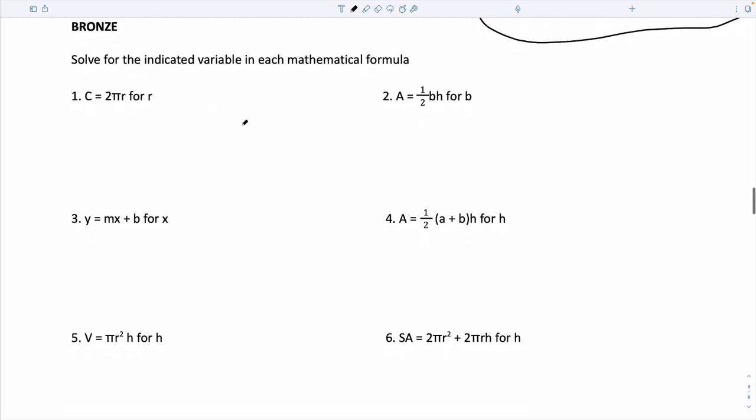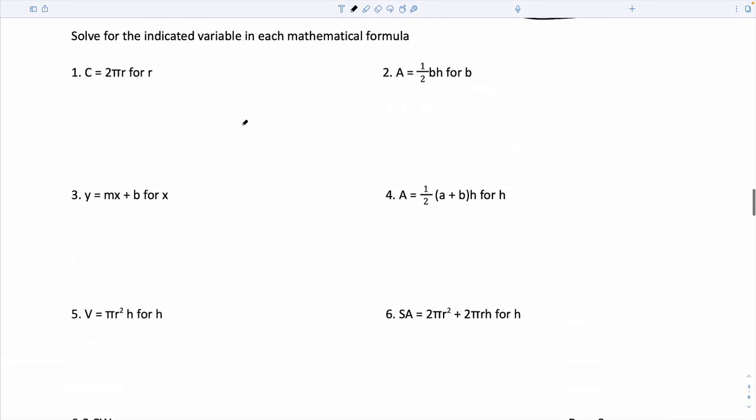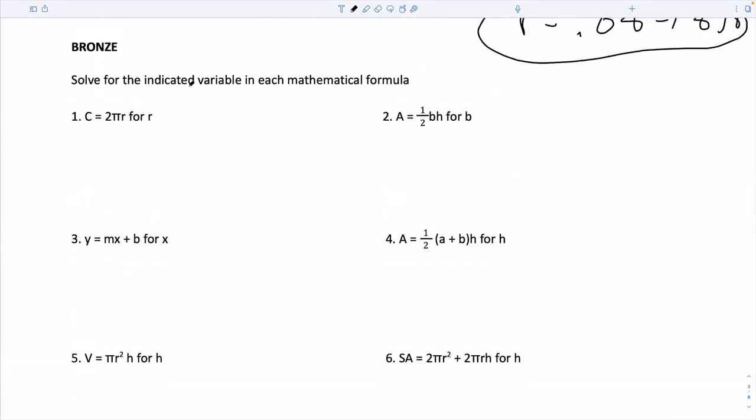Okay. Your bronze problems 1 through 6 look like this. You are simply just solving for a variable. You're rewriting it until you get a variable that looks like this: R equals something. When you see it solve for R, circle what you're looking for so you know how to isolate that. When you get to this one, 1/2 BH for B, you may need to check in with your partner and sort out what you do with that 1/2 to get it by itself.